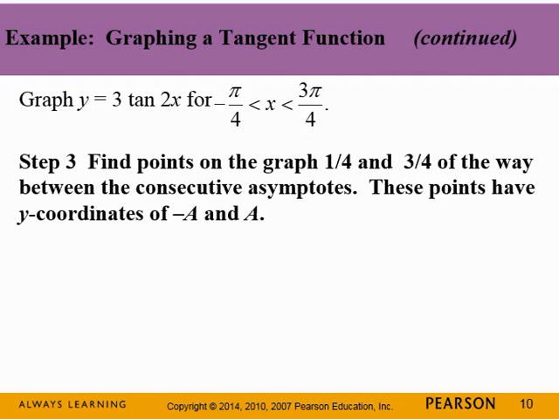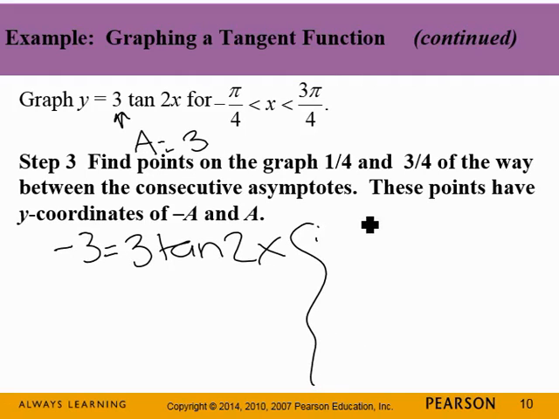Step 3, you want to find the points on the graph that are 1/4 and 3/4 the way between your consecutive asymptotes. So these points have a y-coordinate of negative a and a. So you're going to set your equation. So you're going to set y as -3. Remember, a equals 3. So -3 equals 3 tangent 2x. But then you also have 3 equals 3 tangent 2x. You need to solve both of those. So divide both sides by 3.